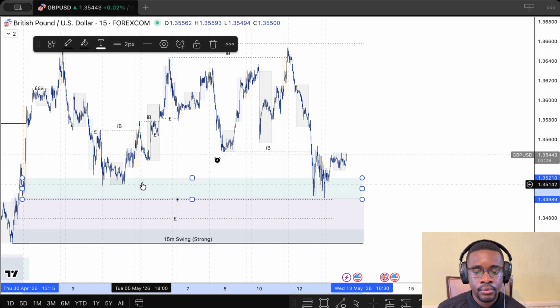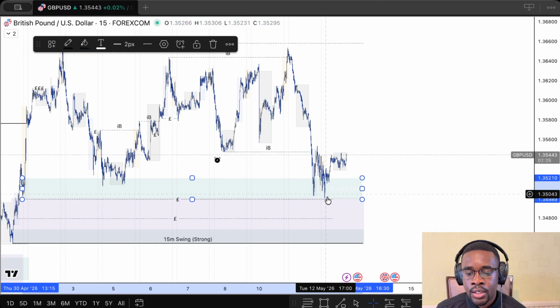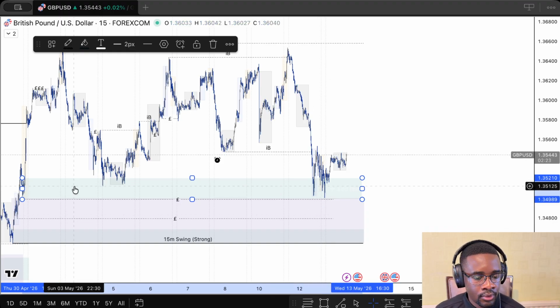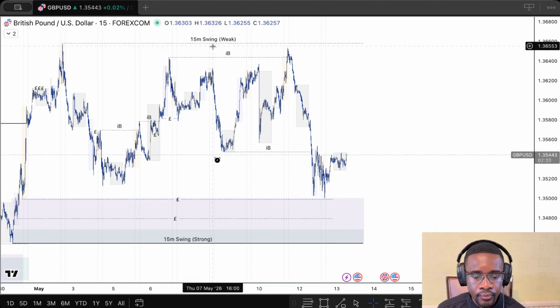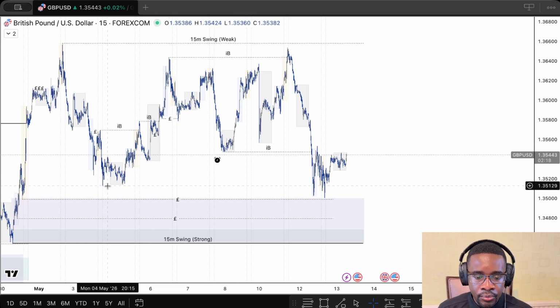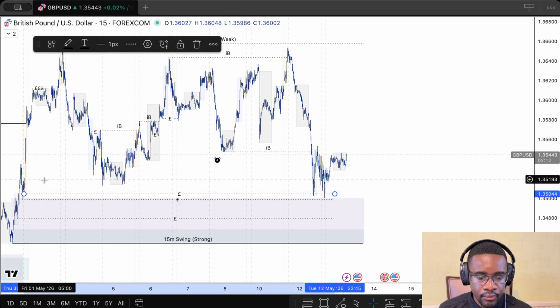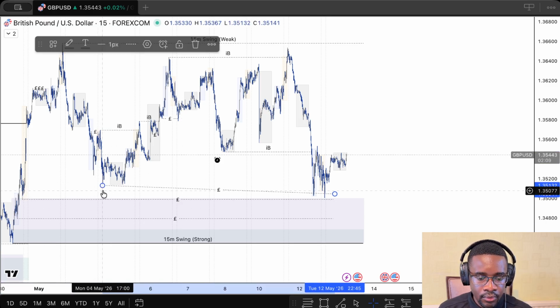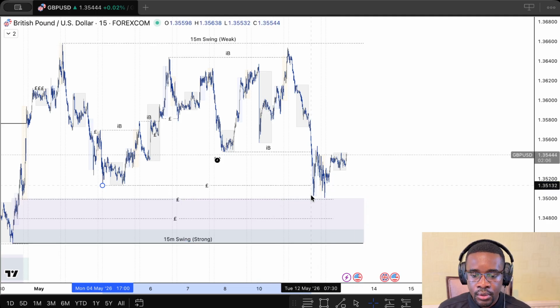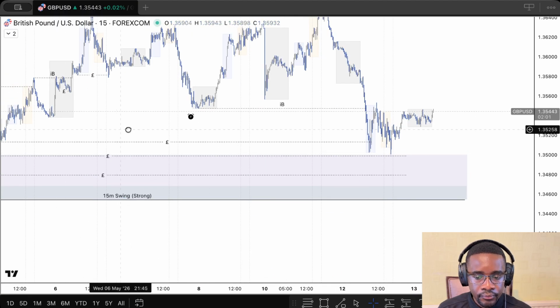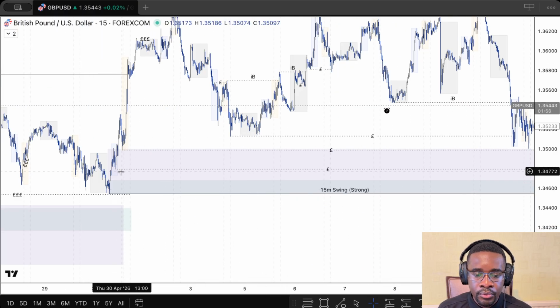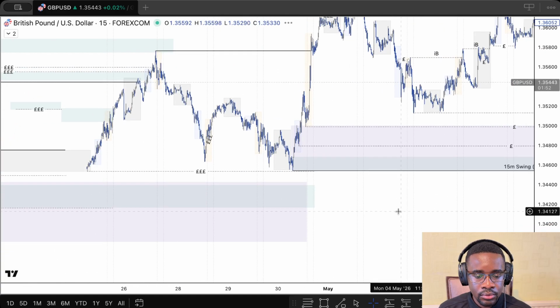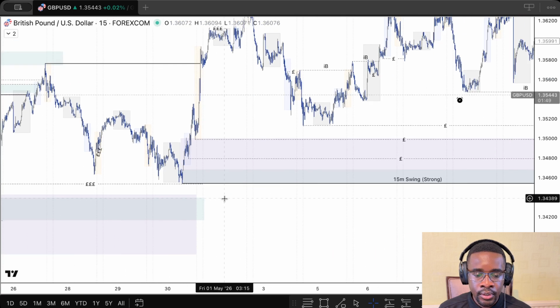Now this has already been mitigated once, twice, 3 times, 4 times, obviously with each time having a deeper mitigation. And then we did sweep this area. Did sweep this low, and then that's where we had a better reaction on the pound. Okay, and then we do have these lows again. And then this is an Asia low, which is also looking like relative equal lows.